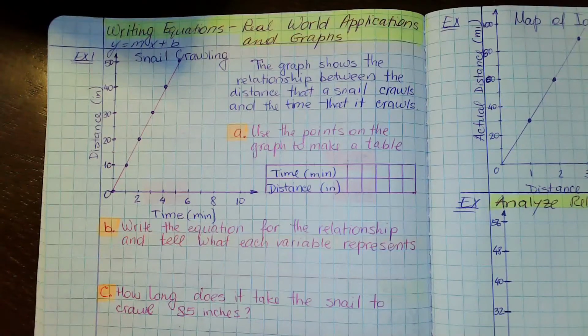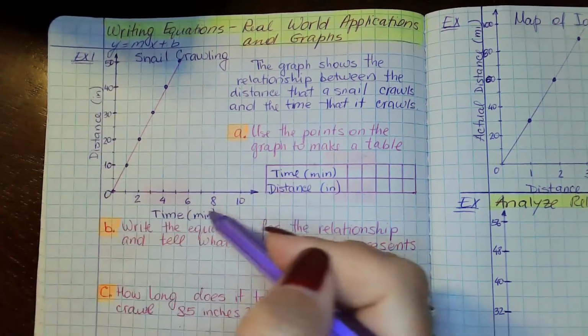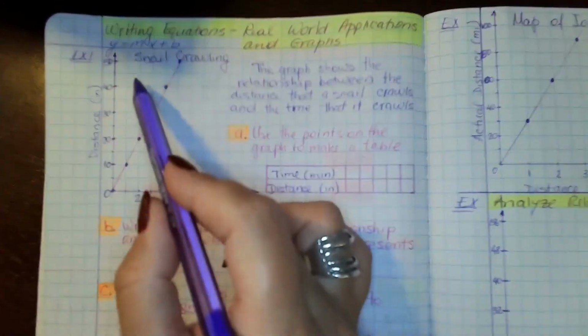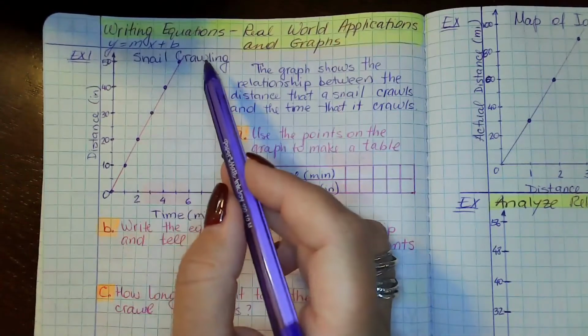Today we'll write equations in slope-intercept form for representations of real-world applications. We're going to analyze the graph and write the equation, and we'll see what information is needed. So for instance, the first example is showing a graph, and the title is Snail Crawling.